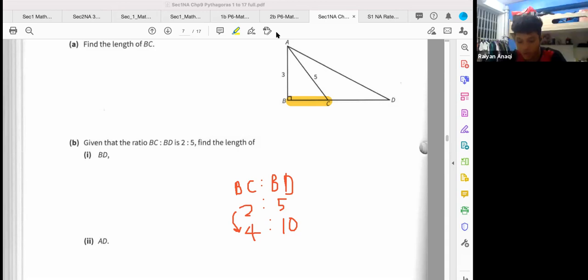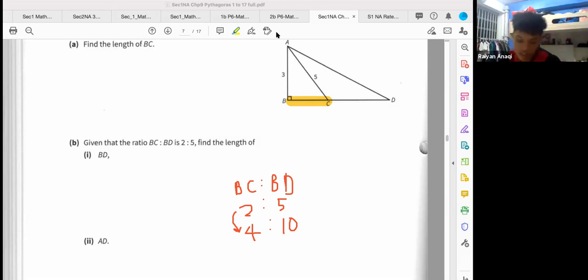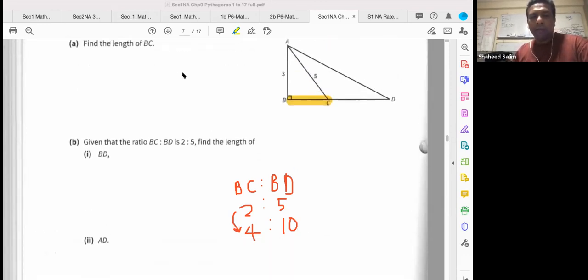I get 10.44030651. Okay, let's see. Yeah, 10 squared, 100, 109. Yeah, it's 10.4, to one decimal place. Okay, well done. Well done. So it's okay, right? Not too tough, huh? Now you can do it.